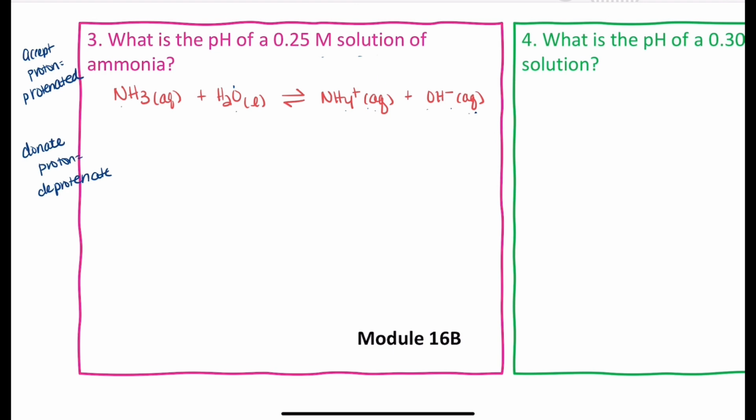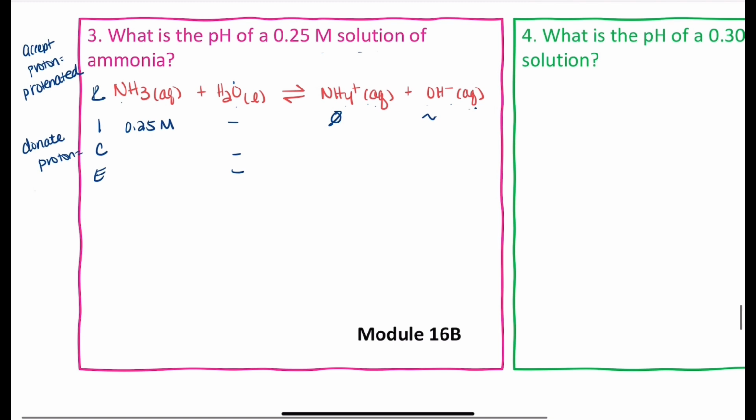Okay, let's set up your rice chart. Initially, I have a 0.25 molar solution of ammonia. And again, your rice charts are molarity. If you're doing straight gas equilibrium, you can also use pressure in your rice charts, but for the acid base chapter, they are molarity. Water doesn't factor in. I don't have any ammonium to start here because there's none mentioned. And my hydroxide concentration is approximately 0.